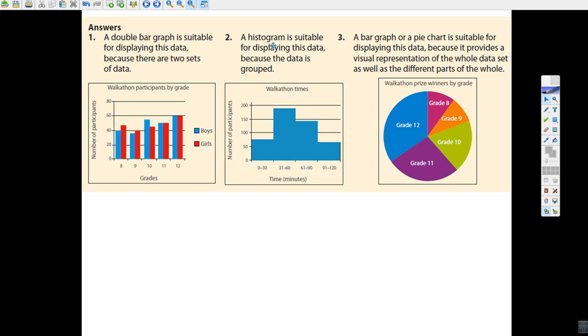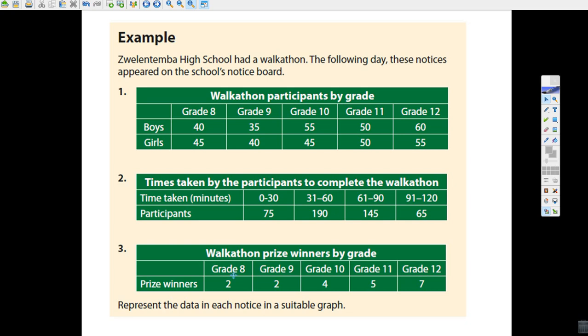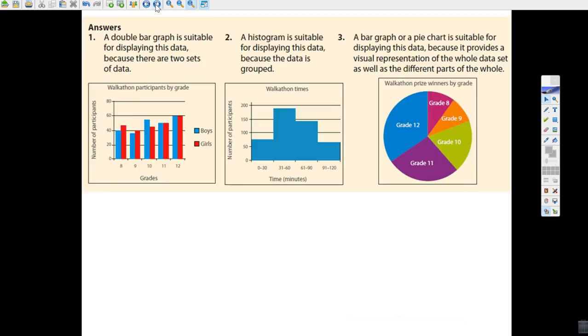The last one, the pie graph would be the best way to show these, to show the fraction. There's 20 people in total. And how would you figure out those degrees? Well, you would take 2, divide by 20, that's 1/10. And you go 1/10 of 360 degrees, that's 36 degrees.